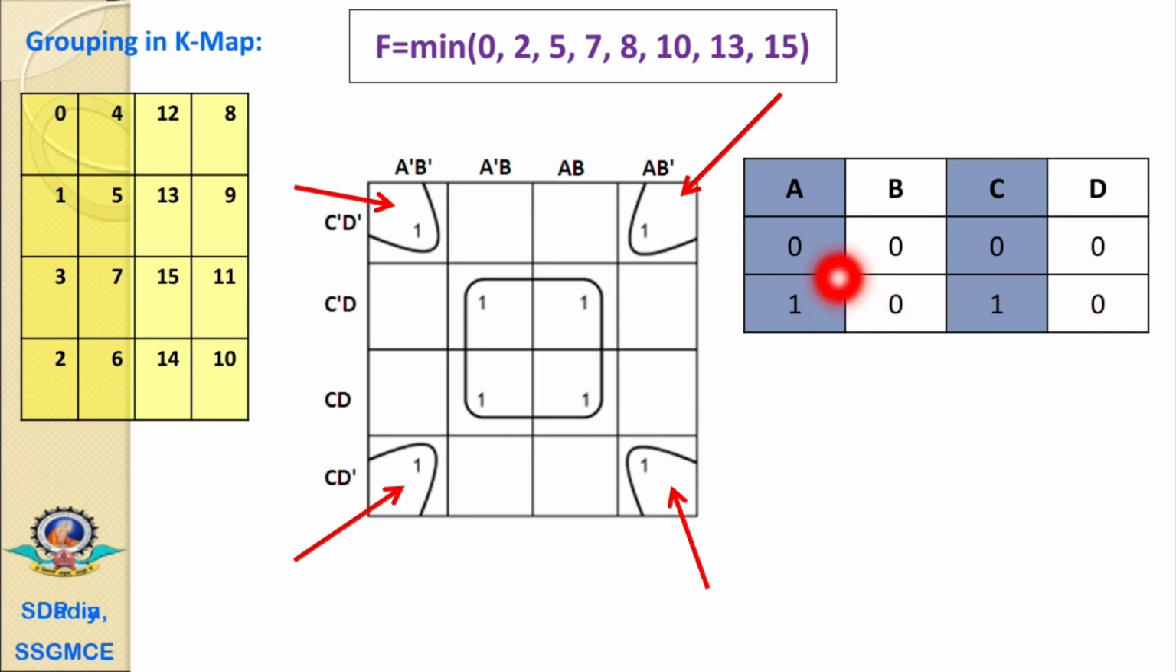Now for that A, there are the two entries 0 and 1, that's why A is eliminated. For the B, both are 0 0, it will not be eliminated. For the C, it is 0 1, that's why C is eliminated. And the D, both are 0 0, therefore it will not be eliminated. Finally, the expression for this group of the four corners will be B dash D dash.